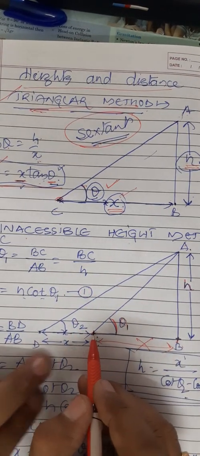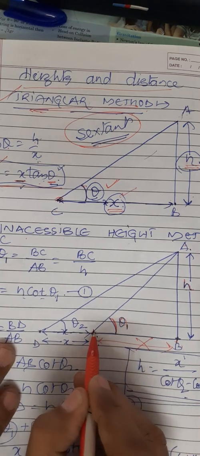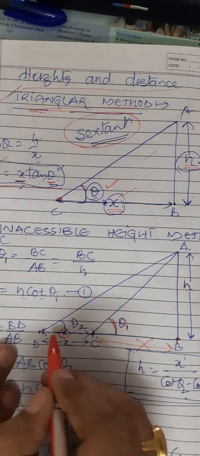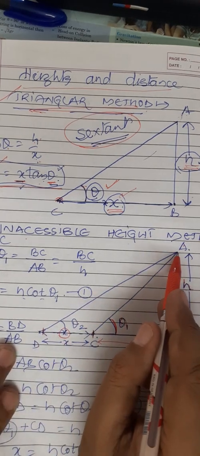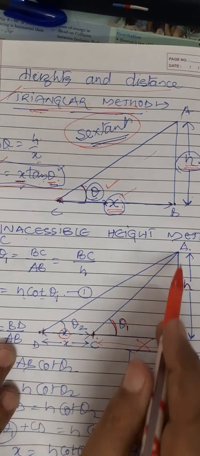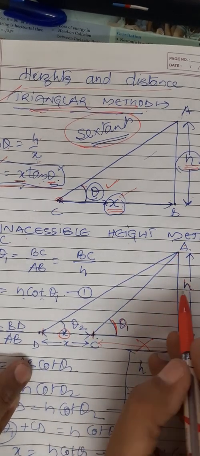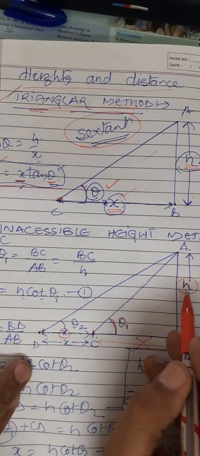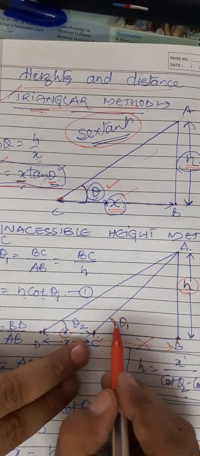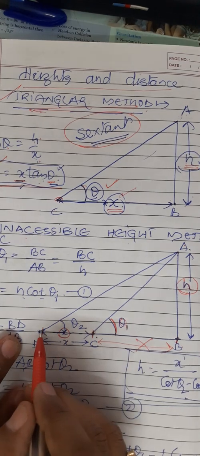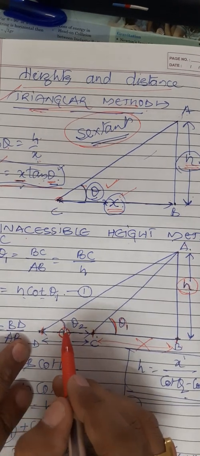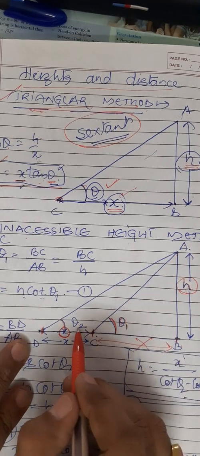Now at a certain known distance from point C, at a point D, this distance is x, we will again measure the angle with the top of the mountain, and that angle is theta 2. So we suppose the height of the mountain to be h. From point C we measure the angle with the top of the mountain, theta 1. At a known distance x from C, at D, we again measure the angle theta 2.